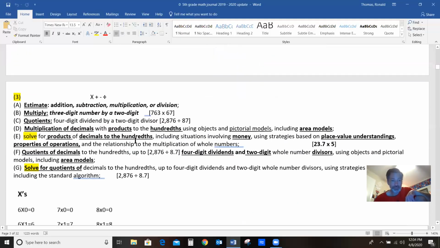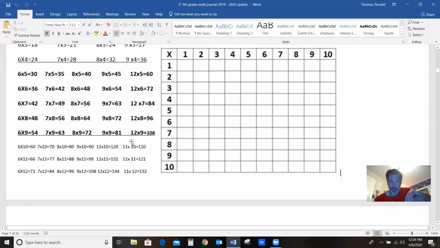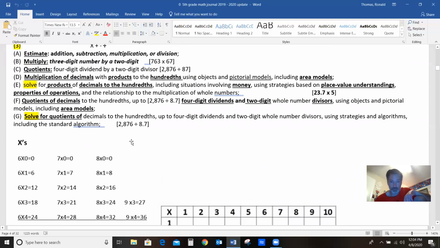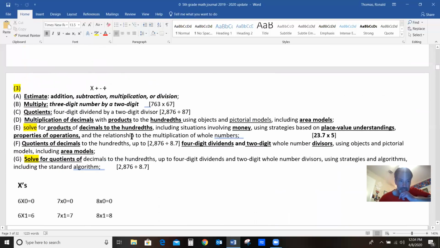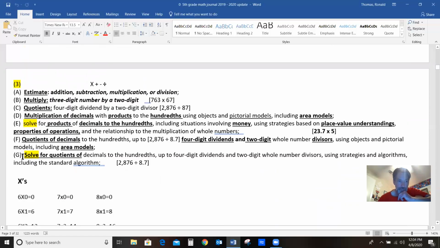Now, the next topic is this, and I'm going to go ahead and do this page so I can knock out another page, and then I'll stop the video and go to the next section. This is TEK 3A through 3G. You have to know this: times, plus, minus, divide. These are the 4 operations.